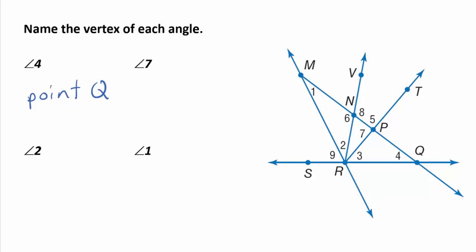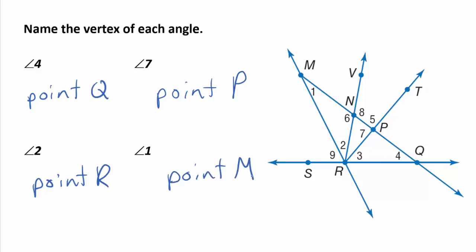Moving right along to the next one, angle 7. And angle 7 is right in the middle here of all this confusion. If we highlight it with the yellow highlighter, that's going to be the angle. You can easily see that our vertex is going to be point P. Moving right along to angle number 2, point R is going to be our vertex. And lastly, angle 1, way up here in the corner, you can easily see that point M will be the vertex of angle 1.